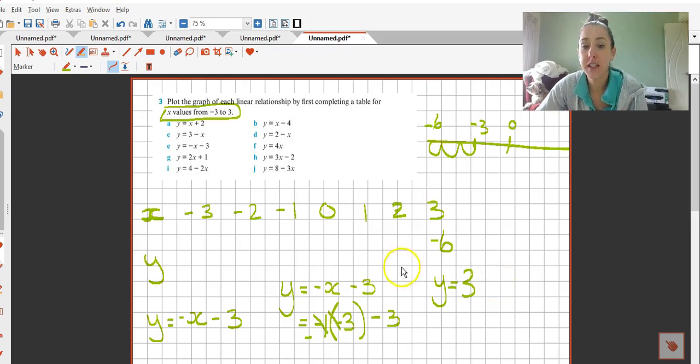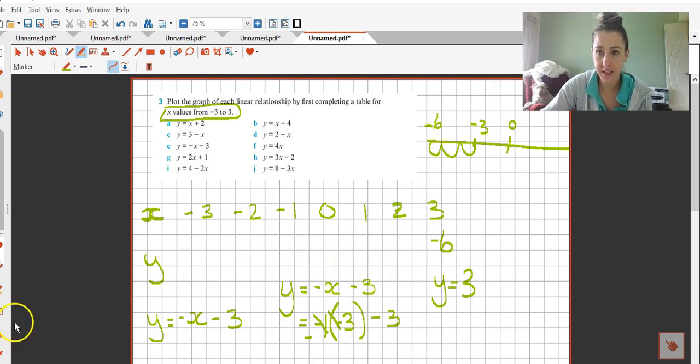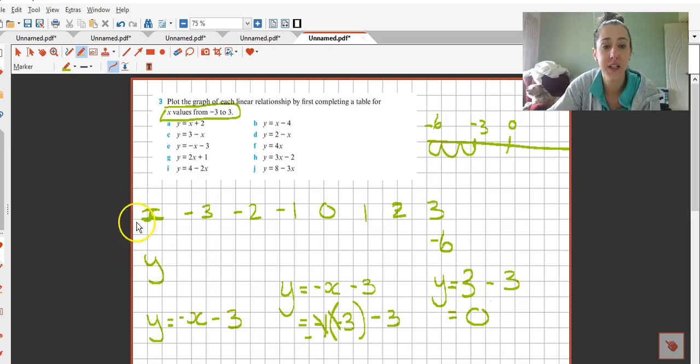Okay, so just always write out your steps. Don't try to skip over it and get to the end. Step it through and think about what you're actually doing. So we end up with a 3 minus 3. So of course 3 minus 3 is actually equal to 0. So where x is equal to negative 3, y is equal to 0. Okay, simple as that. All right, let's do negative 2 now.